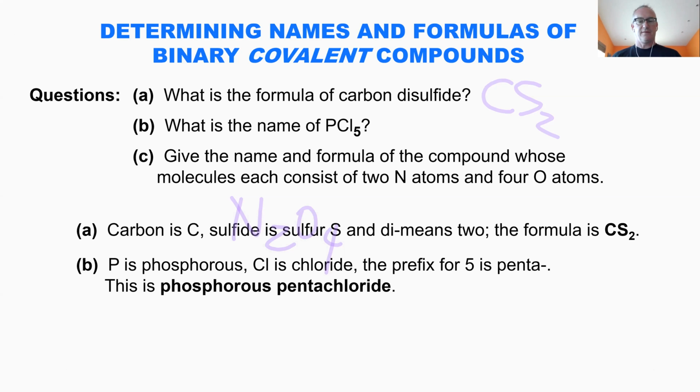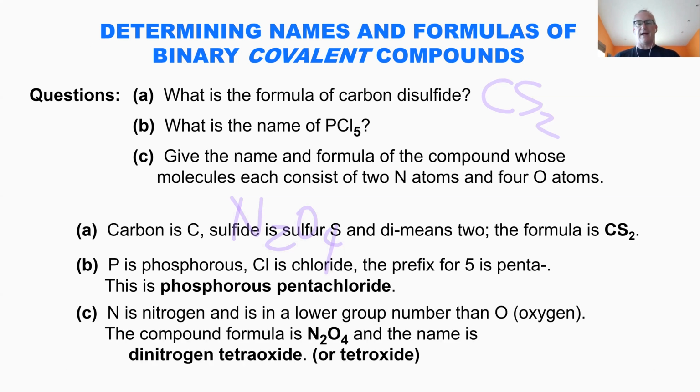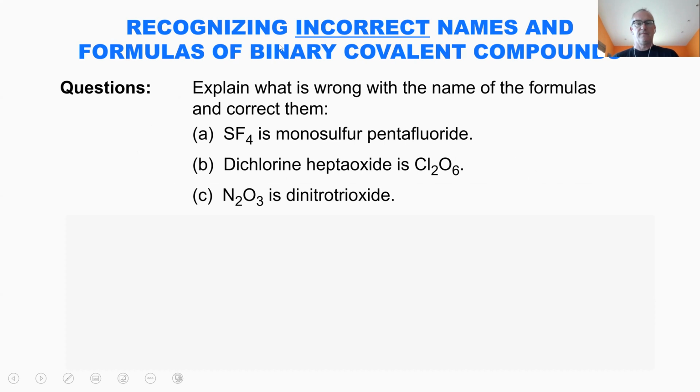So CS2, phosphorus pentachloride, or tetroxide, you'd be fine either way. Not to worry too much about that. Now, incorrect names. If you saw these, there's something wrong with them. Can you tell me what it is? So SF4, monosulfur pentafluoride. What's wrong with that? We don't need mono for one thing. Is there anything else? Penta. Mm-hmm. What does penta mean? 5. Right. So two problems with that one.